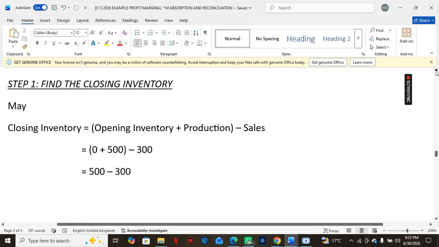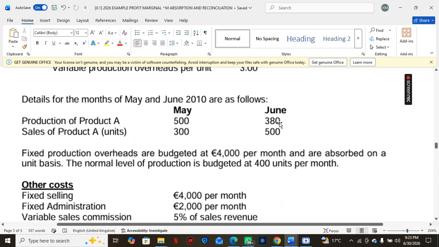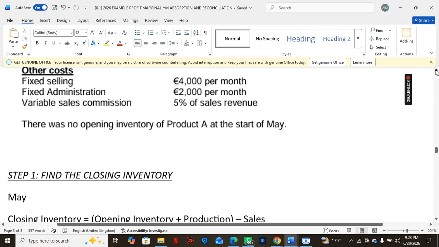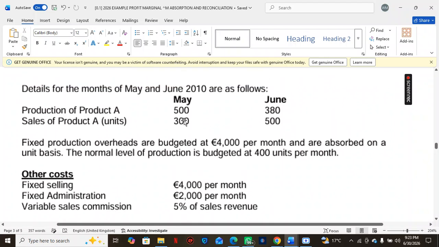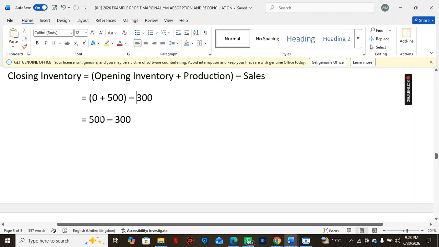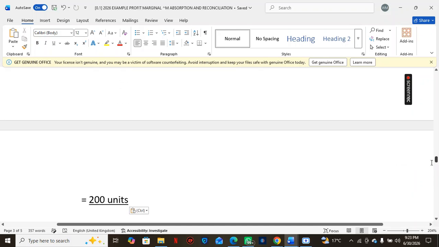Colleagues, for those who will be asking where that 500 came from, it is this 500 here. It's the one we're using. Sales, this 300, where is it coming from? It's coming from here. 300 units. So 0 plus 500, 500, then you do your tabulations here, and the closing inventory is 200 units. Colleagues, any questions before we proceed further? Any questions or queries?